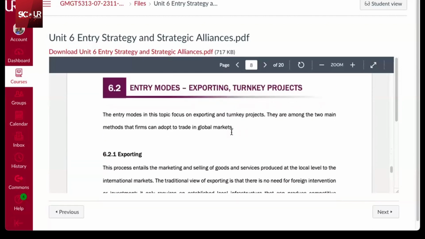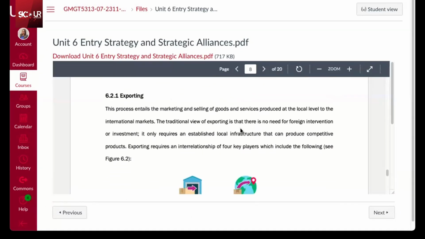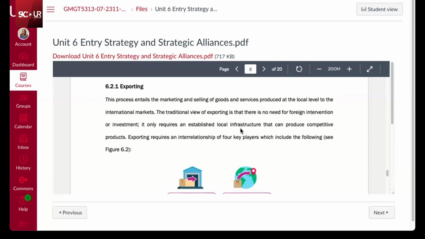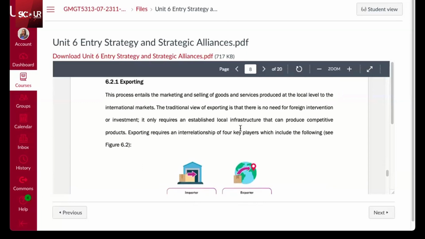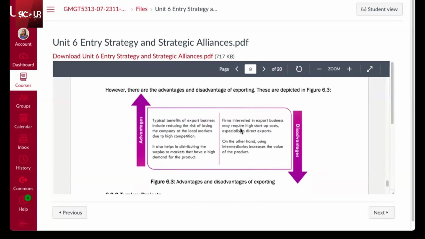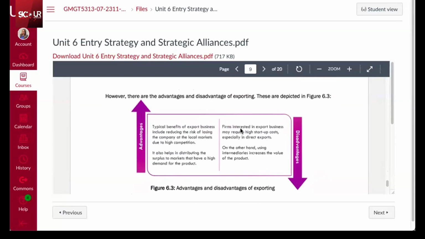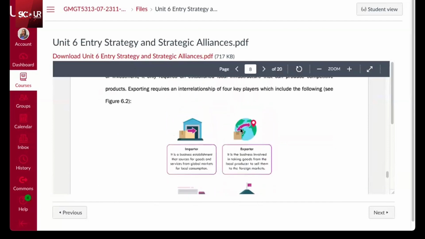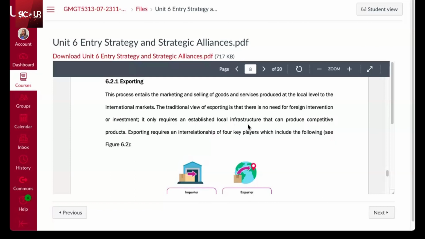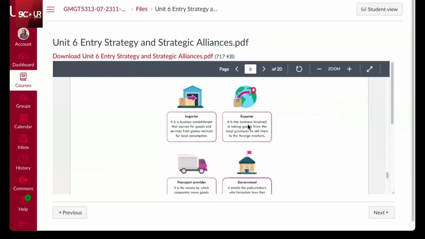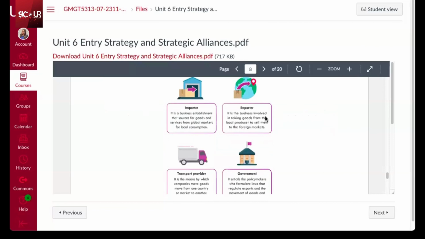Okay, so let's take a look at the first entry mode, which is exporting. Okay, exporting. This process entails the marketing or selling of goods and services produced at the local level to the international markets. The traditional view of exporting is that there is no need for foreign intervention or investment. Okay, this is the simple one with less risk. What you have to do is, it only requires an established local infrastructure that can produce a competitive product, and then after that you have the importer and exporter. So the business is involved in taking goods from the local producer to sell them in a foreign market.